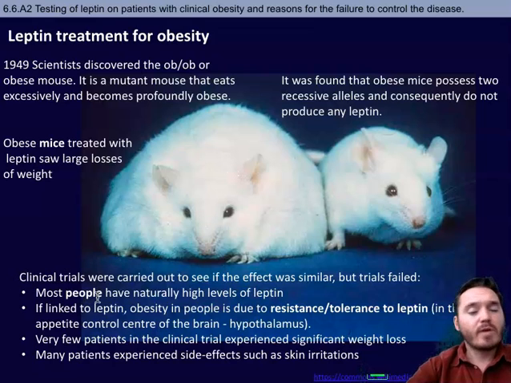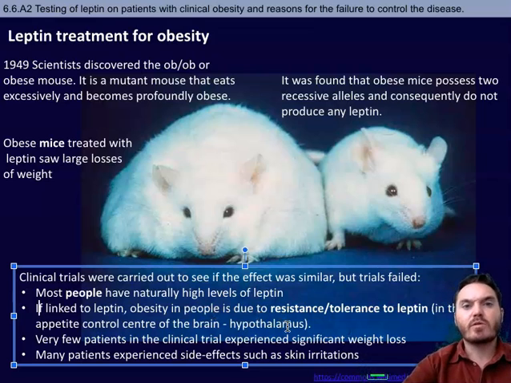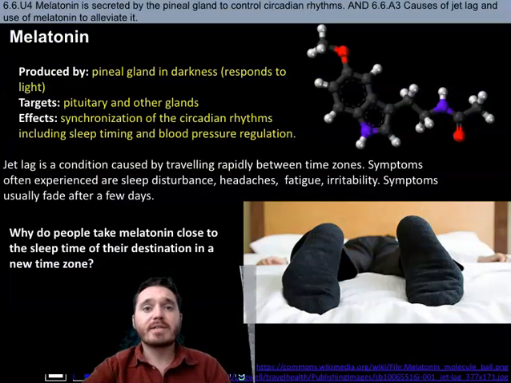However, clinical trials in humans did not work out. They found that most people normally have naturally high levels of leptin, and that obesity in people ended up being due to a resistance or tolerance to leptin. Basically, the trials in humans didn't work because humans are resistant to leptin. They built up a tolerance over time. The next hormone is melatonin.